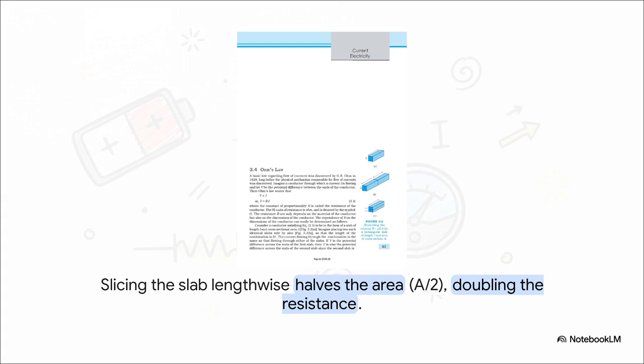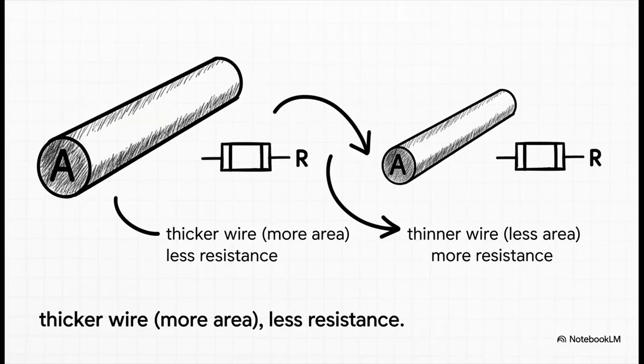This creates a serious bottleneck, like going from a 3-lane highway down to 1 lane. It's much harder for traffic to get through, and you guessed it, this also doubles the resistance. And there's our second rule. Resistance is inversely proportional to the area.